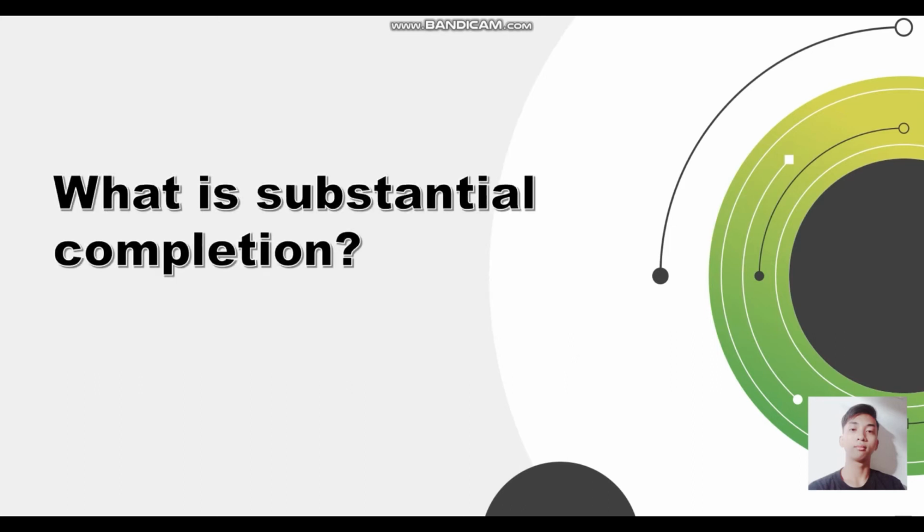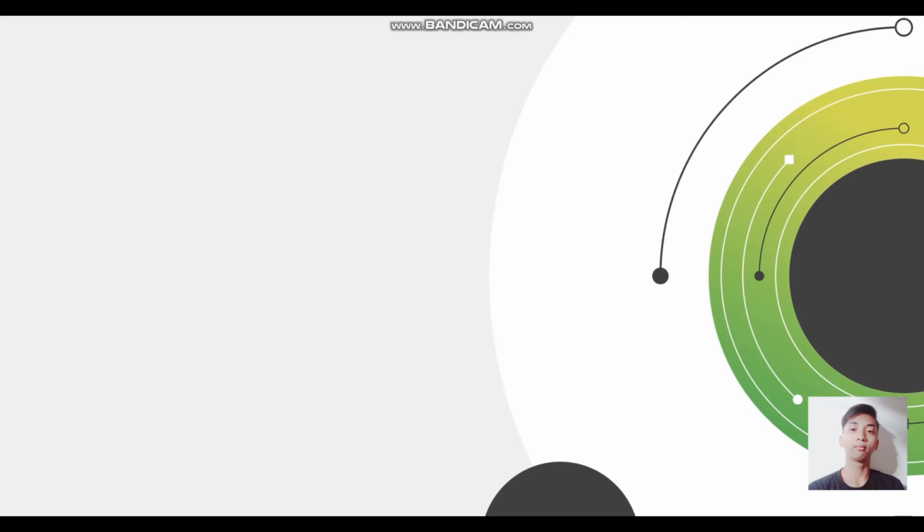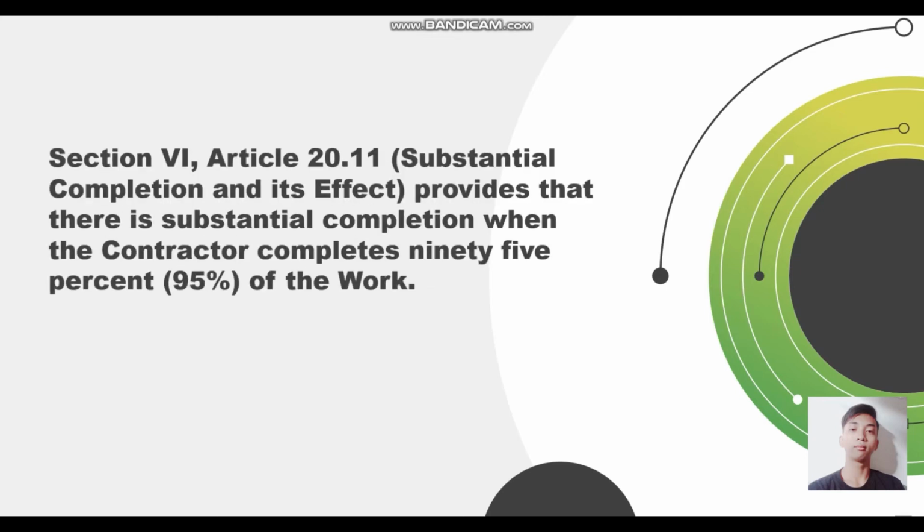What is substantial completion? According to Section 6, Article 20.11, or the substantial completion and its effect, provides that there is substantial completion when the contractor completes 95% of the work.